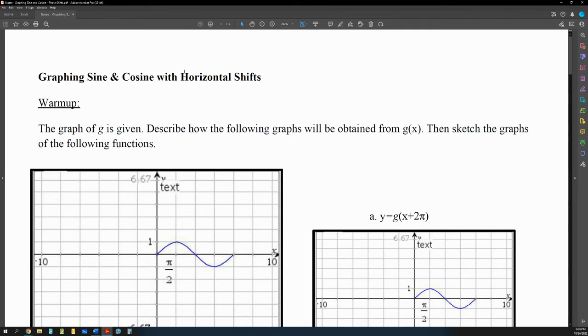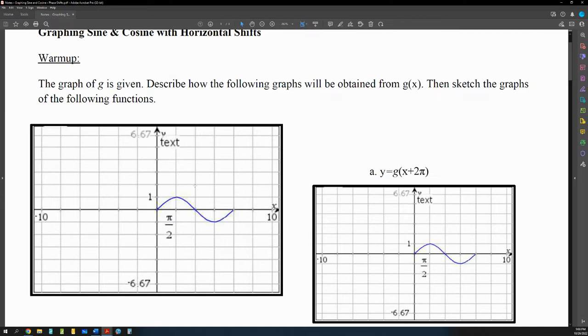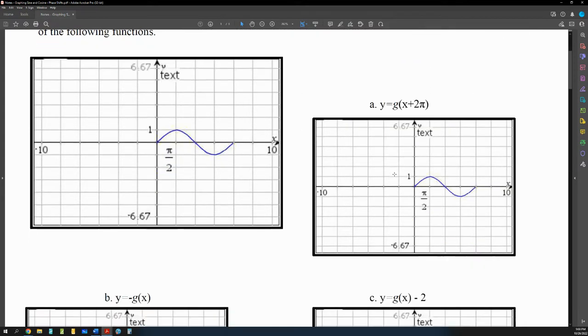Hi everyone. Today we're going to be completing our notes on graphing sine and cosine with horizontal shifts. So let's start off with this warm-up. The graph of g is given. This is this graph right here. Describe how the following graphs would be obtained from g of x. Then sketch the graphs of the following functions.